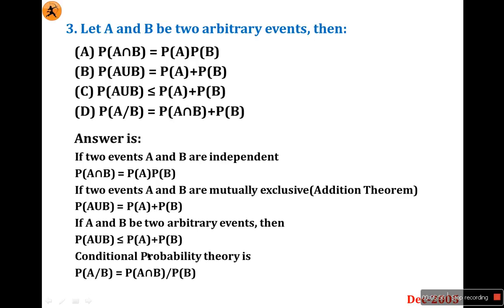According to conditional probability theory, probability of A given B is probability of A intersection B by probability of B, but here it is plus. So strike out option D. Any of the first three options is right. Now look at the question: let A and B be two arbitrary events. Here, if A and B are two arbitrary events, then this is the answer.